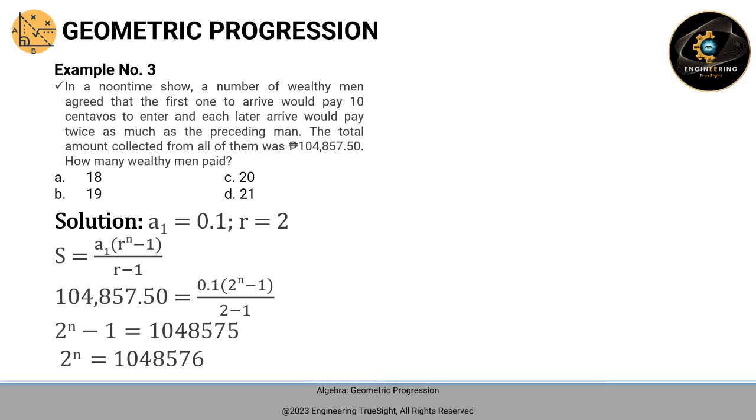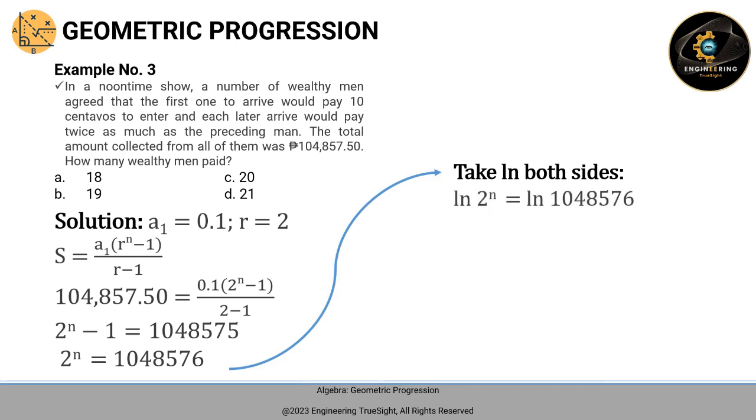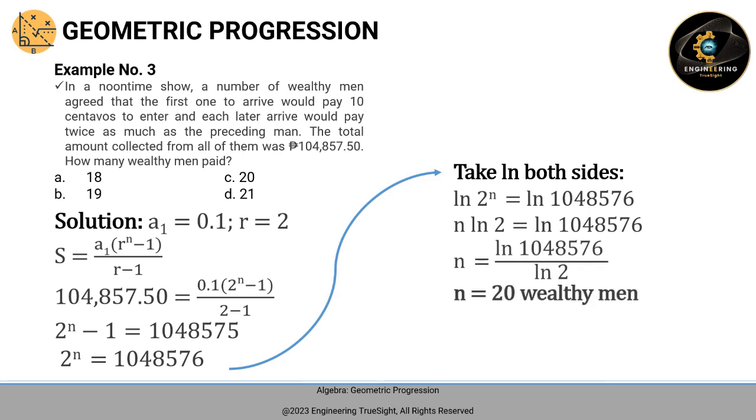2 to the power of n is equal to 1,048,576. Take ln, or natural logarithm, of both sides, so as to get the variable n. So ln 2 to the n is equal to the natural logarithm of 1,048,576. By rule, n times ln 2 is equal to ln 1,048,576. Simplifying, we should get an n of 20. The answer would be letter C. This is 20 wealthy men paid.